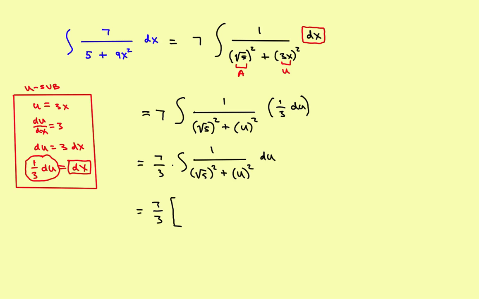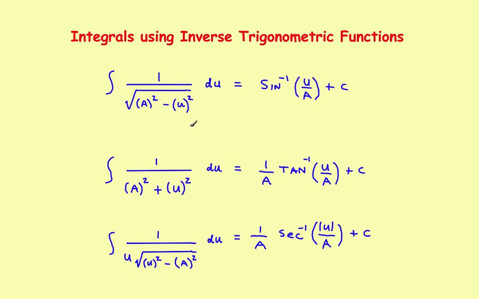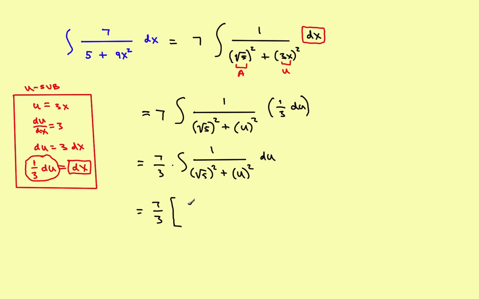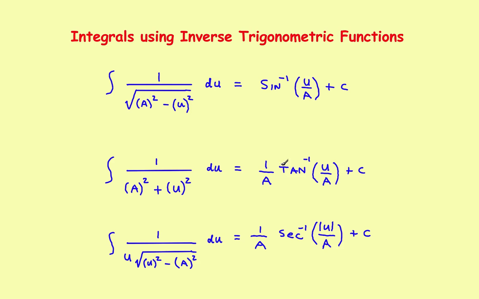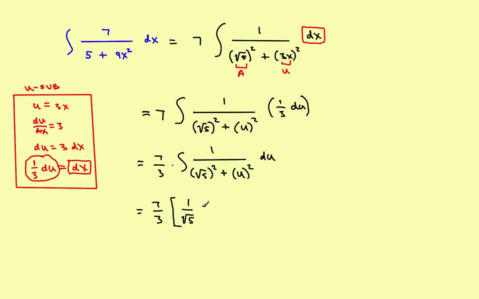So now we'll let that be equal to 7/3 times, and again just use your formula. The formula says it's going to be, first of all, 1 over a, but remember a is the square root of 5. Then back to the formula, times the inverse tangent of u over a. So this will be times the inverse tangent of u over a, but a is the square root of 5. And then add on a plus c.